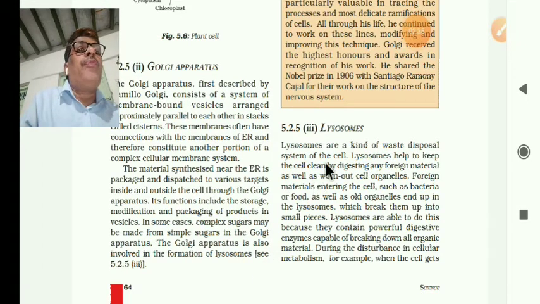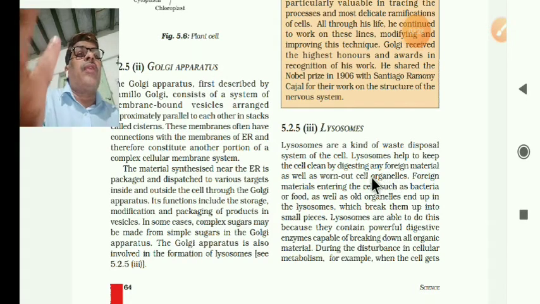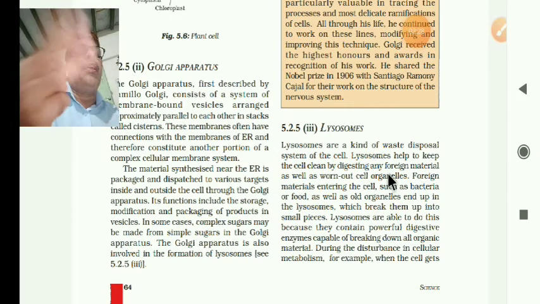Now we will discuss what we mean by lysosomes. Lysosomes are a kind of waste disposal system of the cell. All the waste will be there in the lysosomes. Lysosomes help to keep the cell clean by digesting foreign material as well as worn out organelles. Worn out means damaged cell organelles inside the cell. All this will be digested, or destroyed.